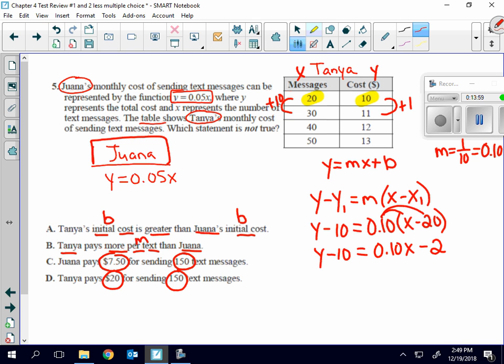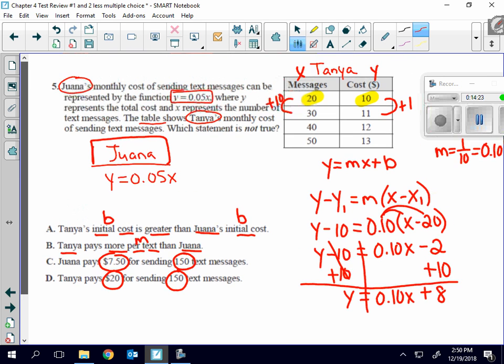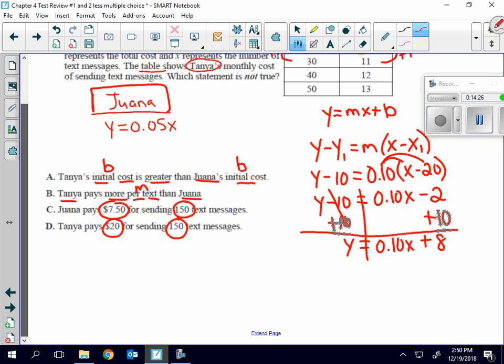Okay, and then we're going to go ahead and get y by itself. We need to add 10 to both sides. So y equals 0.10x plus 8. Negative 2 plus 10 is 8, positive 8. So that's our formula for, who is that now? We have Tanya. So this is Tanya. Okay, and up here we have Juana. Juana, Tanya.